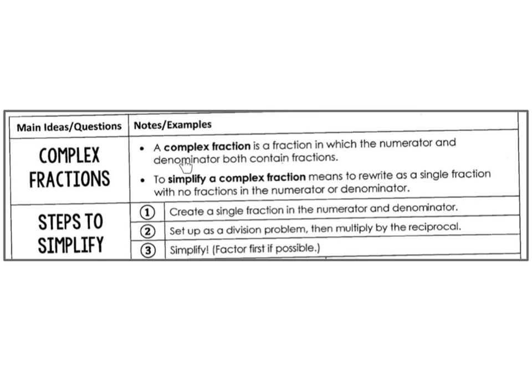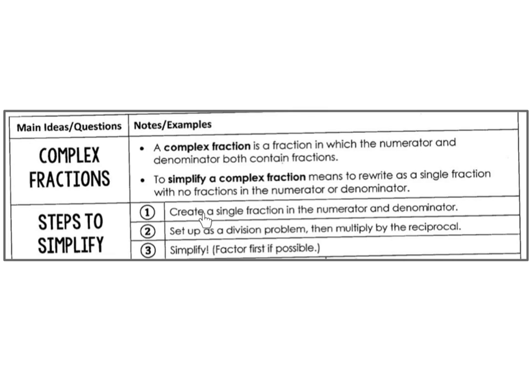A complex fraction is a fraction in which the numerator and the denominator, so the top and the bottom, both contain fractions. To simplify a complex fraction means to rewrite it as a single fraction with no fractions in the numerator or denominator. So the steps to simplify complex fractions, how do we do this?